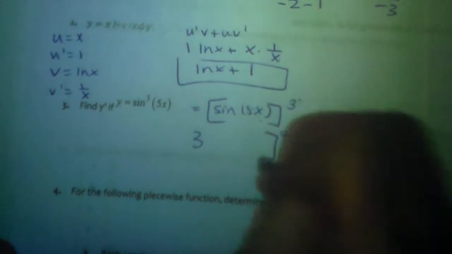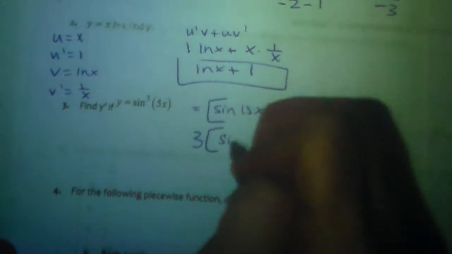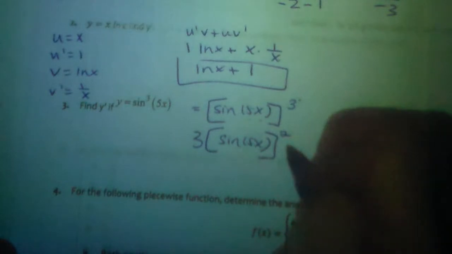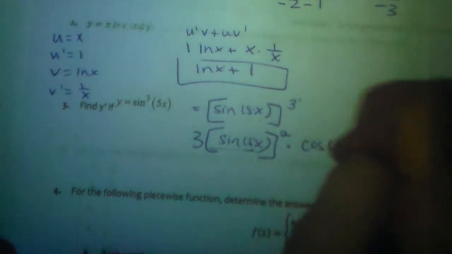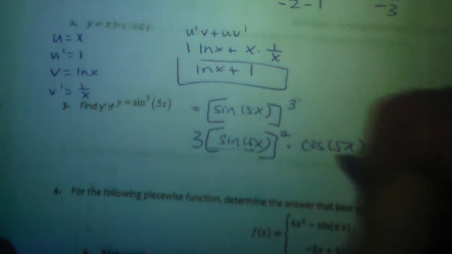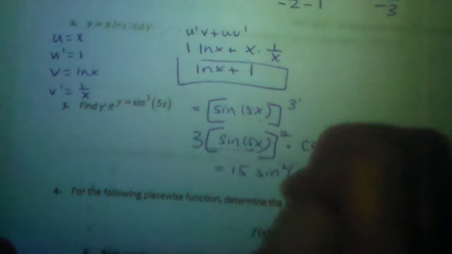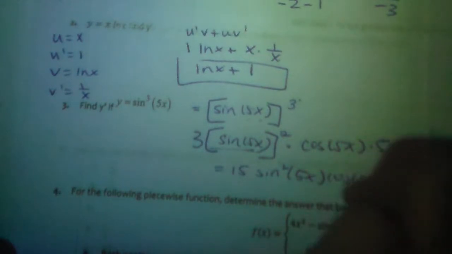So derivative of the outside is 3, now it's power of 2. I leave the inside alone. Then I multiply by derivative of the inside. Derivative of sine of 5x is cosine of 5x. And then derivative of 5x is 5. So this is 15 sine squared of 5x, cosine of 5x.